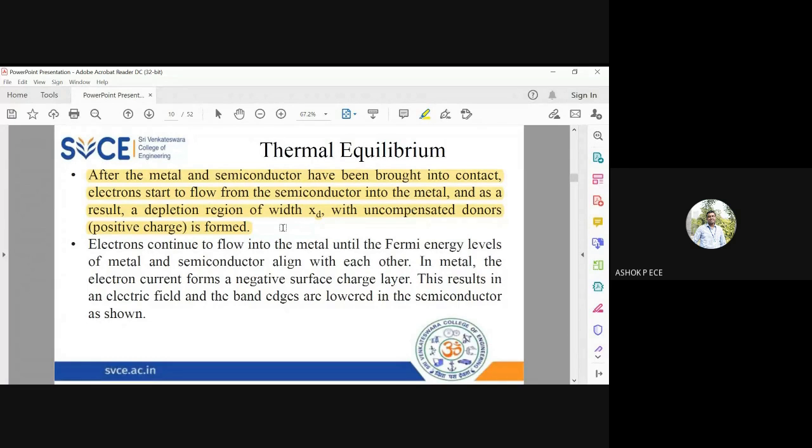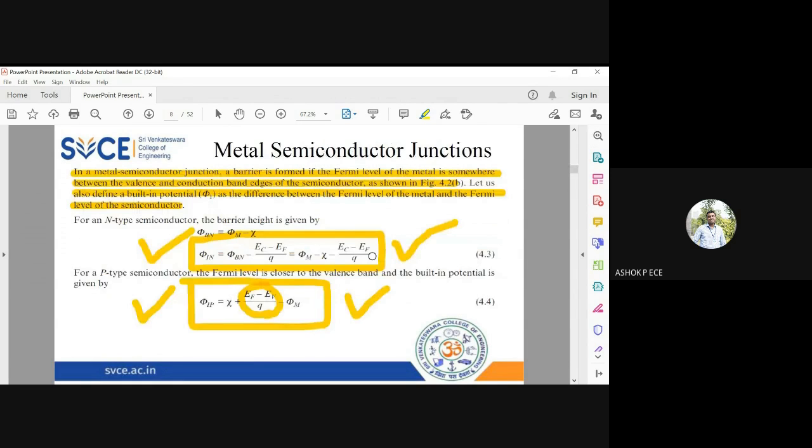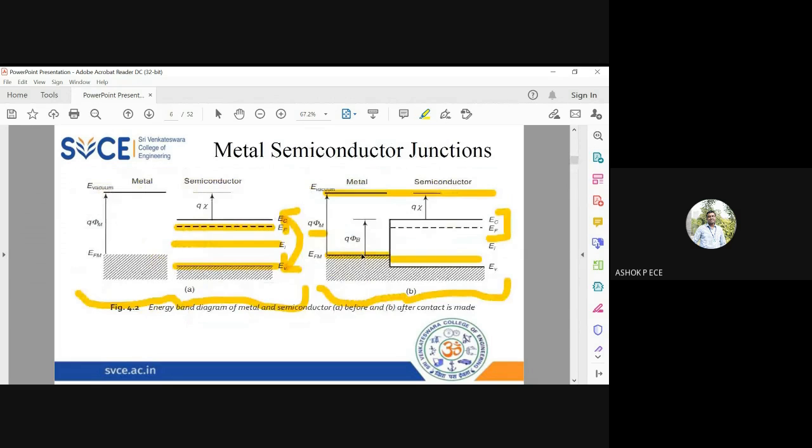So after the metal and semiconductor have been brought into contact, the electrons will flow from the semiconductor to the metal, and as a result, the depletion region of width XD is formed. You will have alternating positive and negative charges across the depletion region on both sides. Electrons continue to flow into the metal till the Fermi level becomes the same. You can see here the Fermi level of the metal is at the bottom and the Fermi level of the semiconductor is at the top.